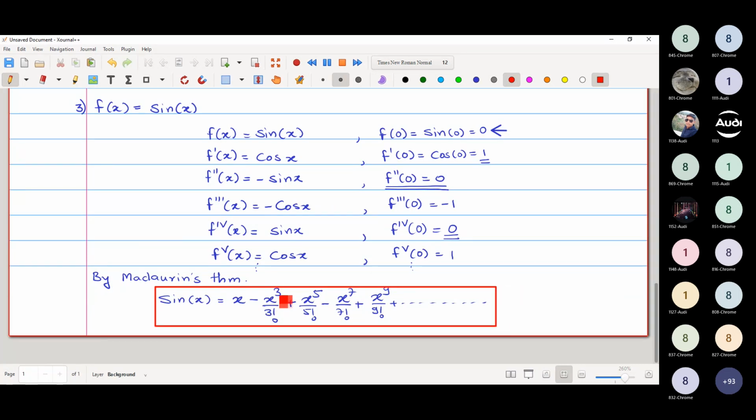Can you see multiple odd powers of x? Only odd powers. Everyone can see that odd powers of x are coming here: x, x cube, x to the power 5, x to the power 7, x to the power 9 and so on. This is the first observation.